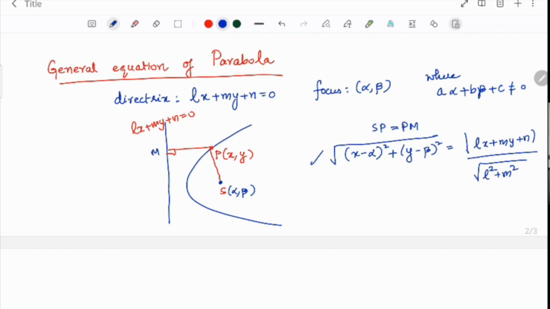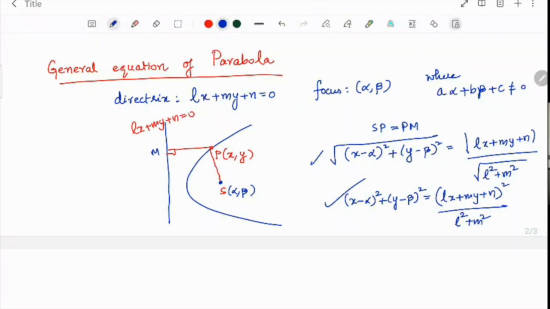Now let's square both sides. What we get? x minus alpha whole square plus y minus beta whole square is equal to lx plus my plus n, the mod will get removed when we square, divided by l square plus m square. Any parabola you take will be generated with the help of one focus and directrix. So every parabola will have one focus, one directrix, and an equation like this.